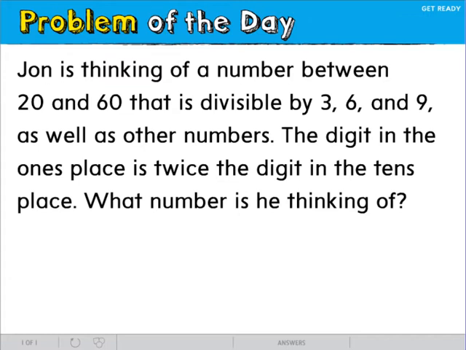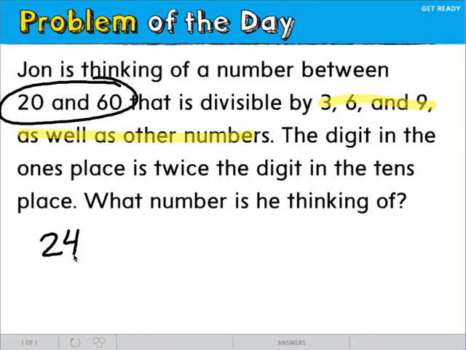I think you guys are missing a big part of the question. So if we look, it says it has to be divisible by 3, 6, and 9, as well as other numbers. So there are only a short list of numbers that we could have used, because the ones place is twice as much as the tens place. So between 20 and 60, the only numbers that would work are 24, 36, and 48.